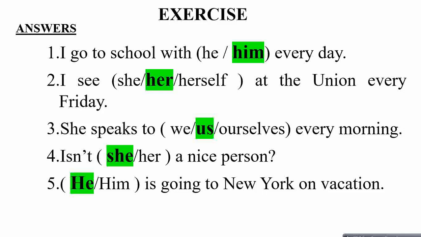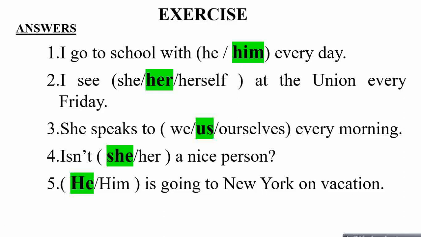So here we are. The question 1 was, I go to the school with he or him every day. So इसमें हम आपको बता रहे हैं कि we already have a subject in the sentence, so it's about with whom are we going, right? It's about this reflexive, right? It's about who we are going along. So in that case the answer is him.